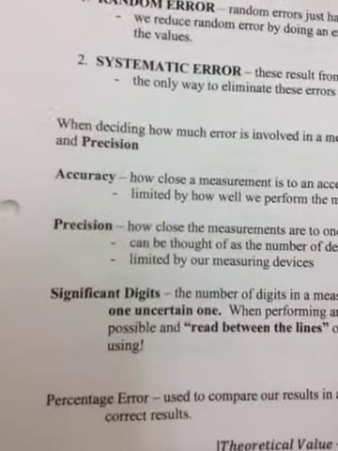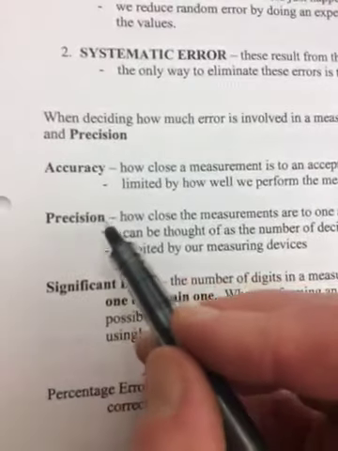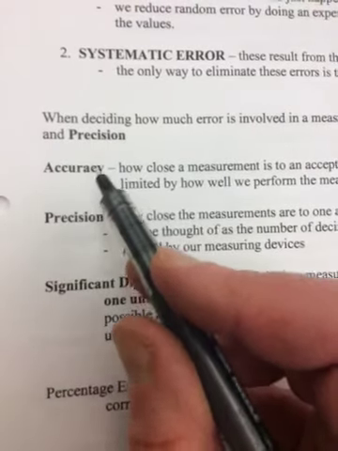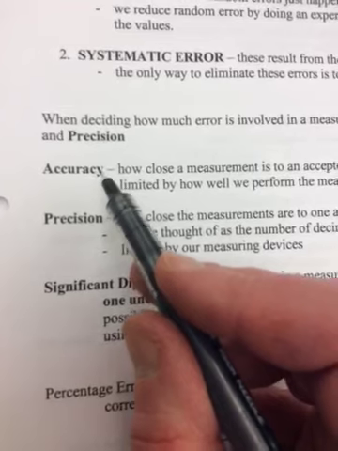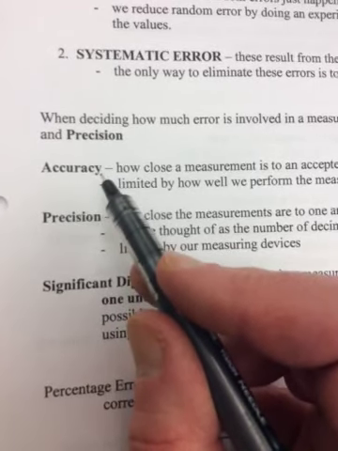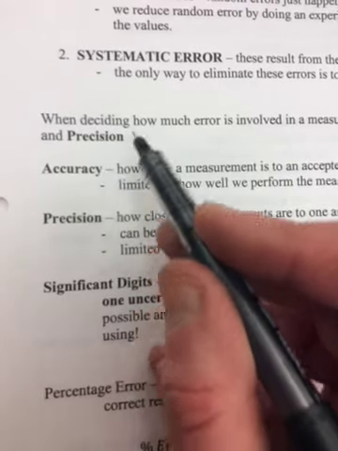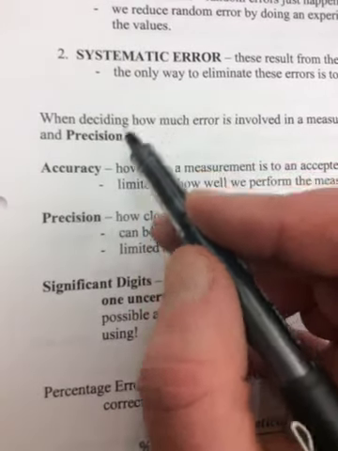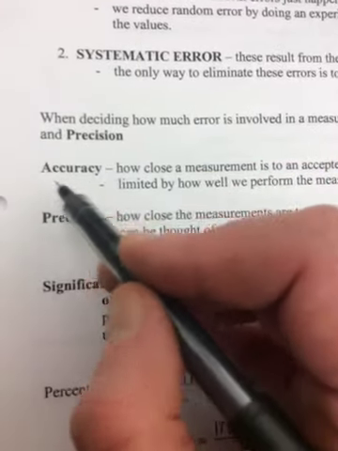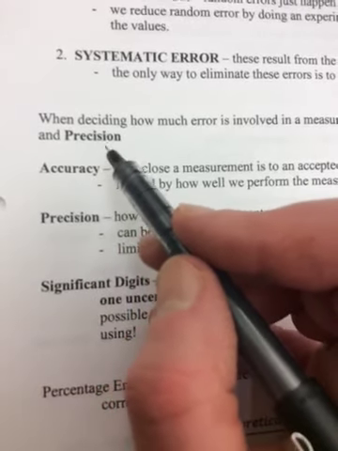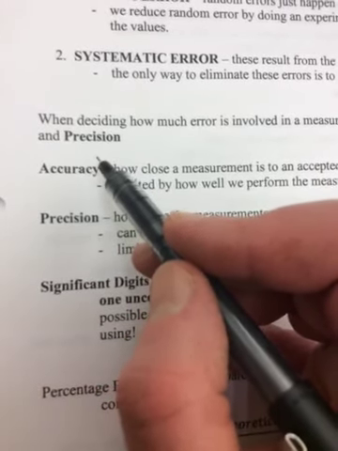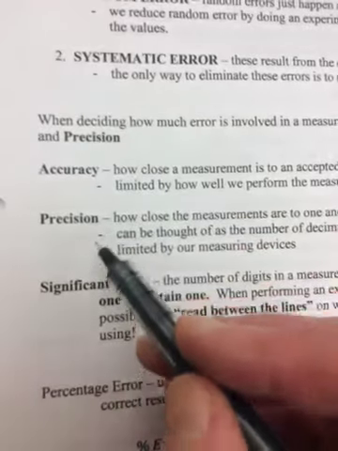Okay, two other words that you'll often hear when we're doing experiments are accuracy and precision. Accuracy is how good you are, how close what you get is to the right answer. So in that lab where we're finding the acceleration due to gravity, how close are your answers to what the acceleration due to gravity really is supposed to be? That's how accurate you are.